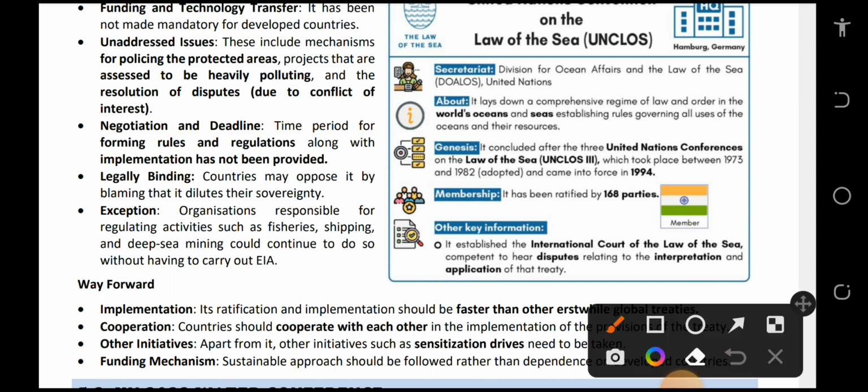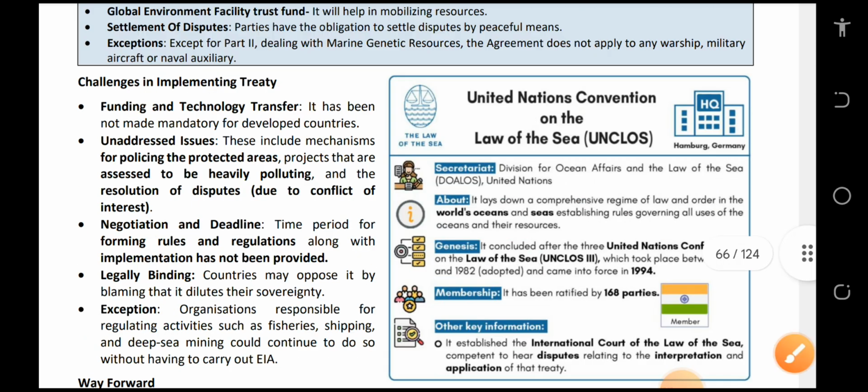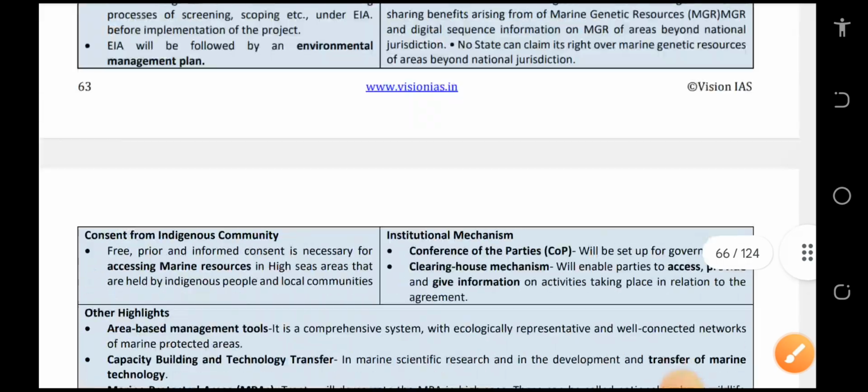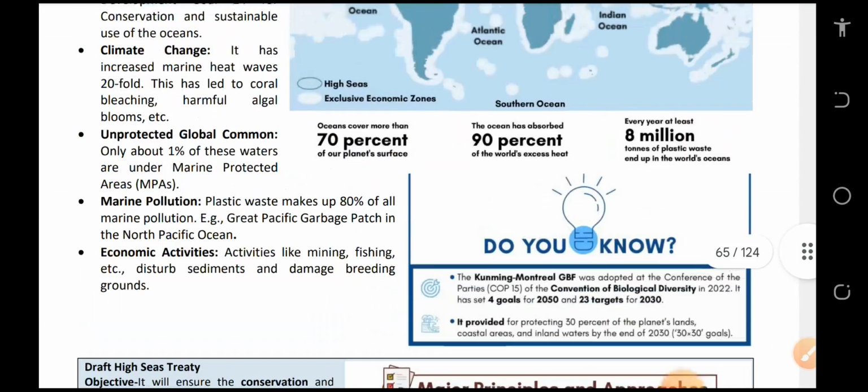Next is membership. It has been ratified by 168 countries, including India. Other key information: it established the International Tribunal for the Law of the Sea, with competence to hear disputes relating to the interpretation and application of the treaty. So this is an important point we have.